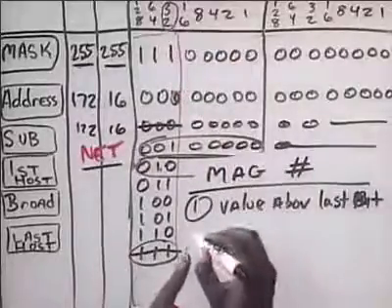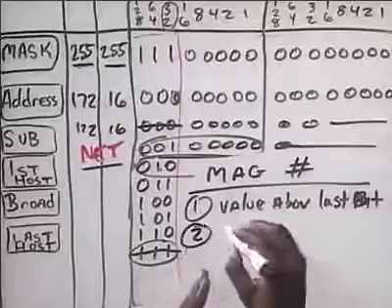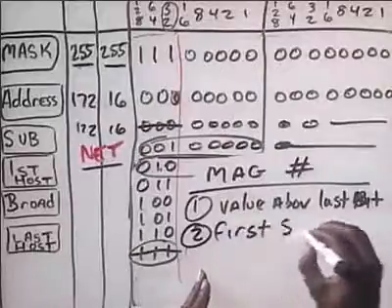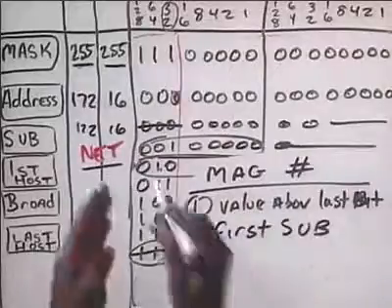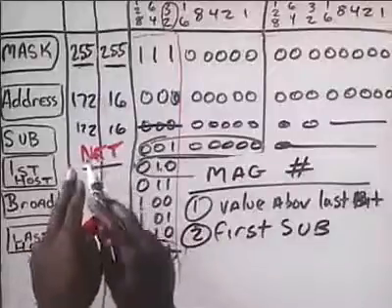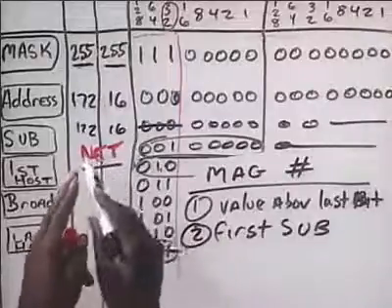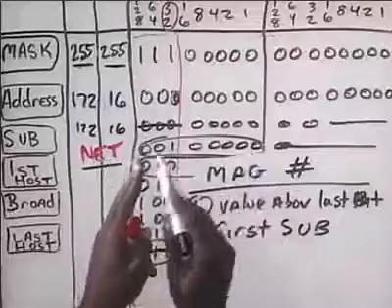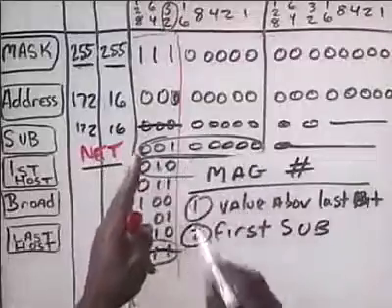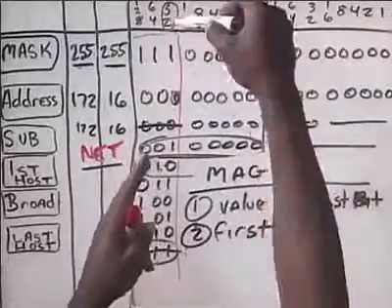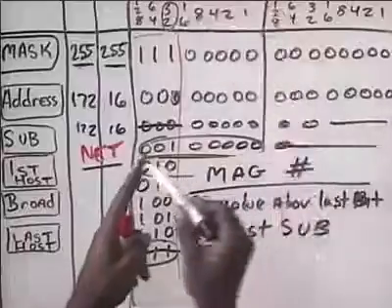Second thing that the magic number is, it is the first subnet. So notice, as we said before, we had the first subnet as 172.16.32. So that was the first subnet. So the magic number is that value above the last bit. It is also the first subnet.